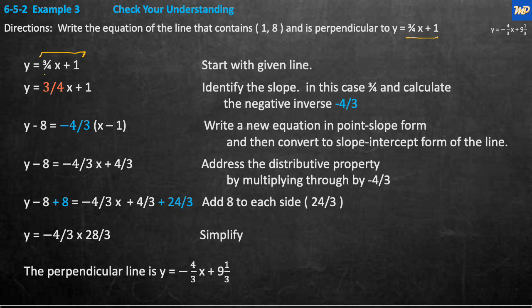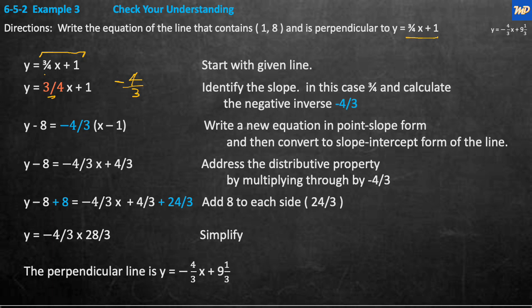Now what we want to do is identify the slope here and convert it to its negative reciprocal. In order to do that, we take 3/4 and write it as 4/3, the inverse of it. And it's a positive number, so we're going to make it negative. Keep that in mind. Then we're going to plug it into the point-slope form of the line, because we know the slope and they've given us the point.